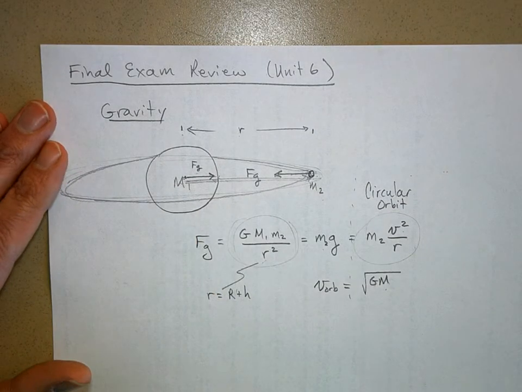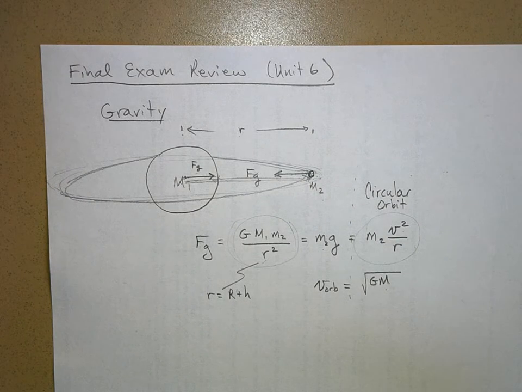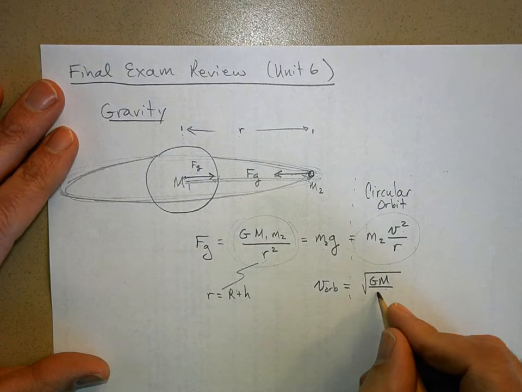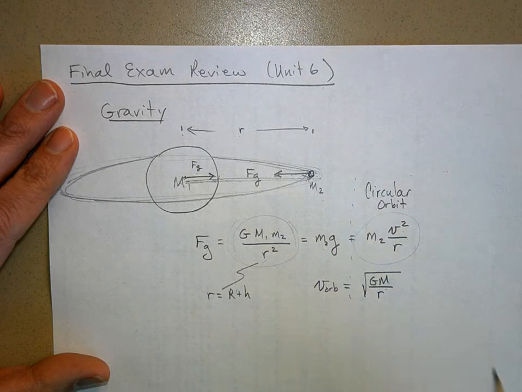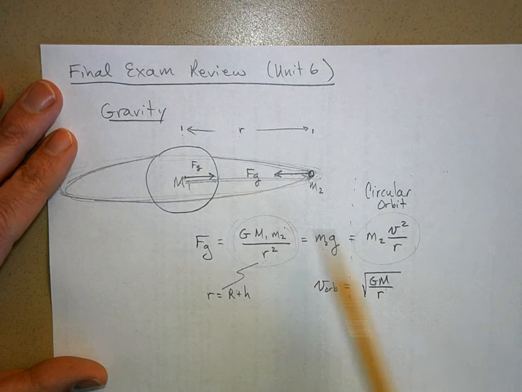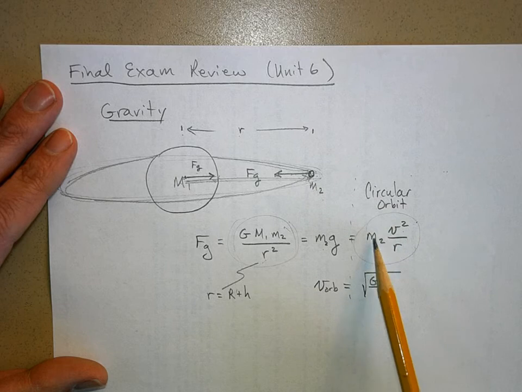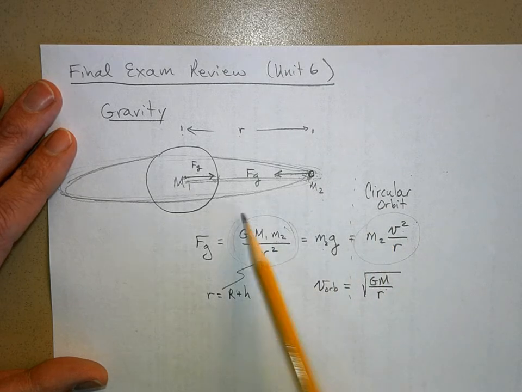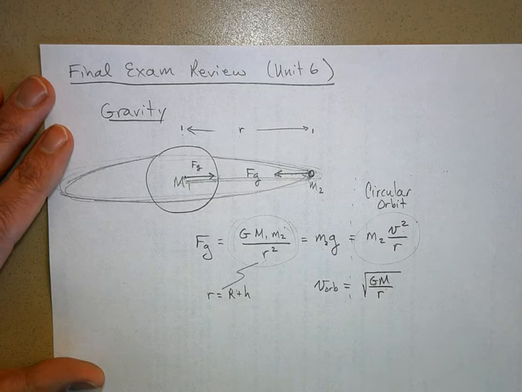It's big M, mass of the Earth, probably on the final. And I will give you the mass of the Earth. I'll give you all the constants and stuff you need. Over R. So it's a simple exercise to set this equal to this. m2 cancels, one of the R's cancels, take the square root of both sides, and you get my orbital velocity.